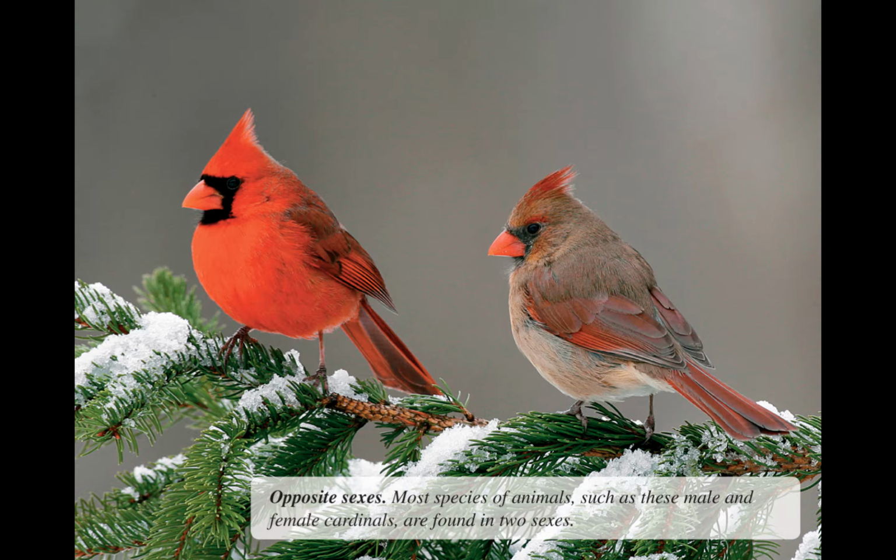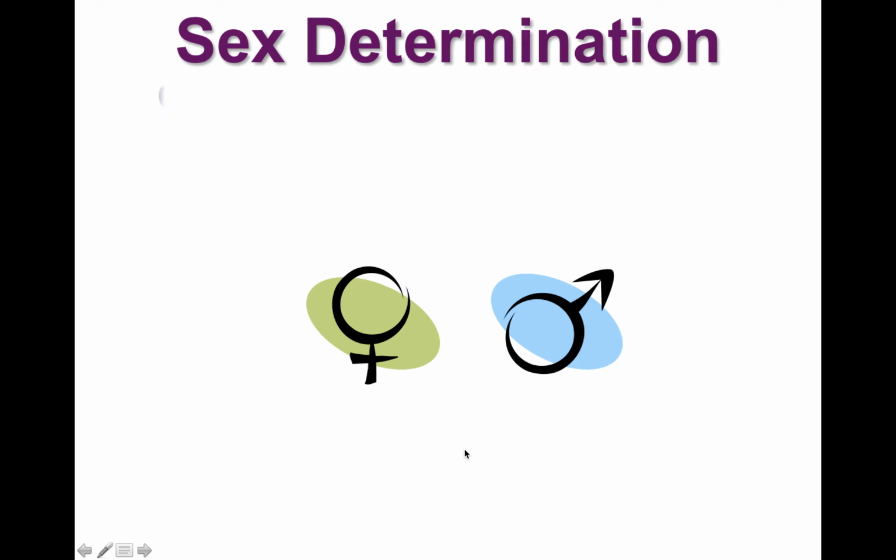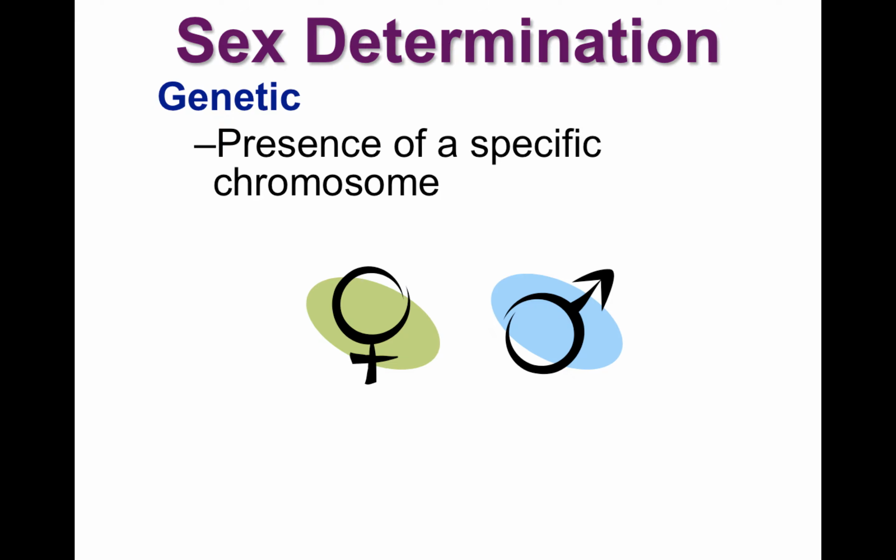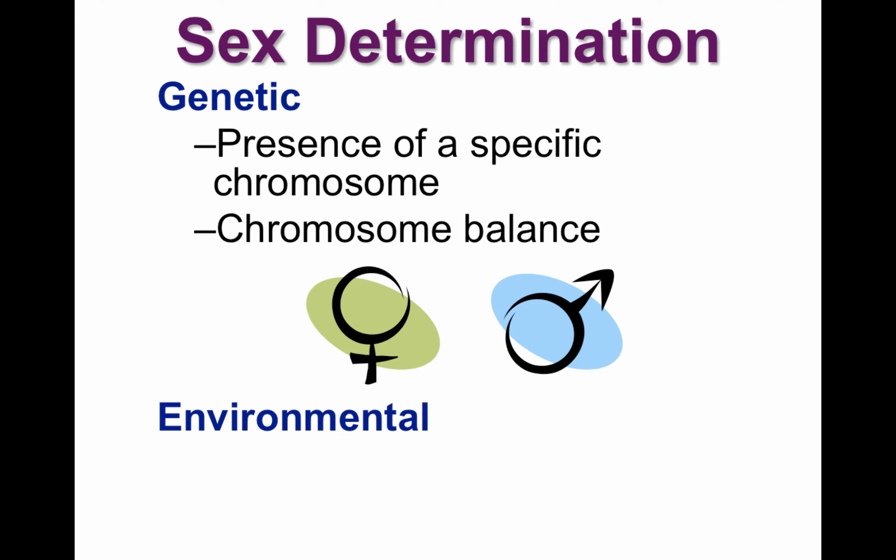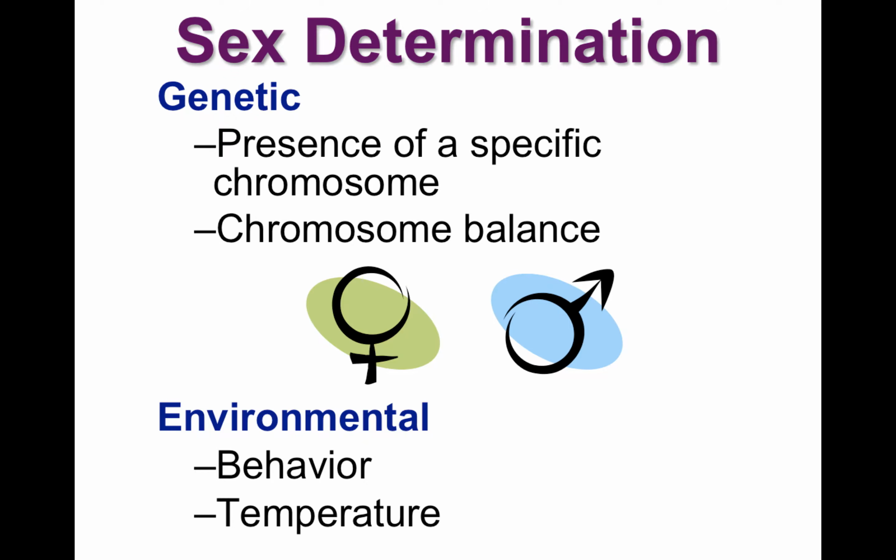A lot of animals on planet Earth are sexually dimorphic. There are two sexes, a male and a female. Here's a male cardinal and here's a female cardinal. And how these sexes are determined can have a variety of mechanisms. Sex determination can be genetic, the presence of a specific chromosome or chromosome balance, or it can be environmental, behavioral, or dependent on temperature.